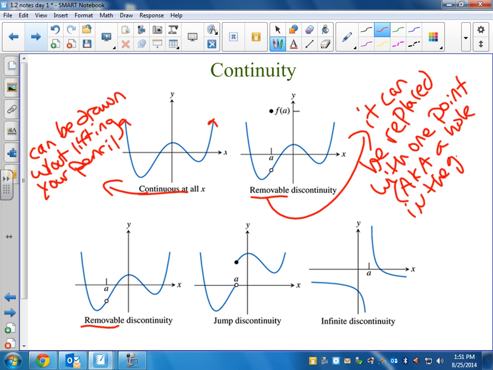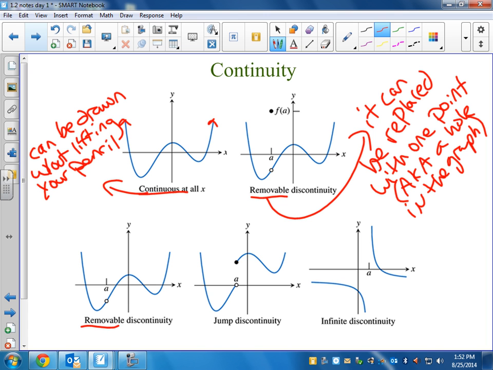Do you remember talking about those last year, a hole in the graph? Holes, asymptotes, no clue? It has a hole in the graph. You didn't do that. Yes, we did.